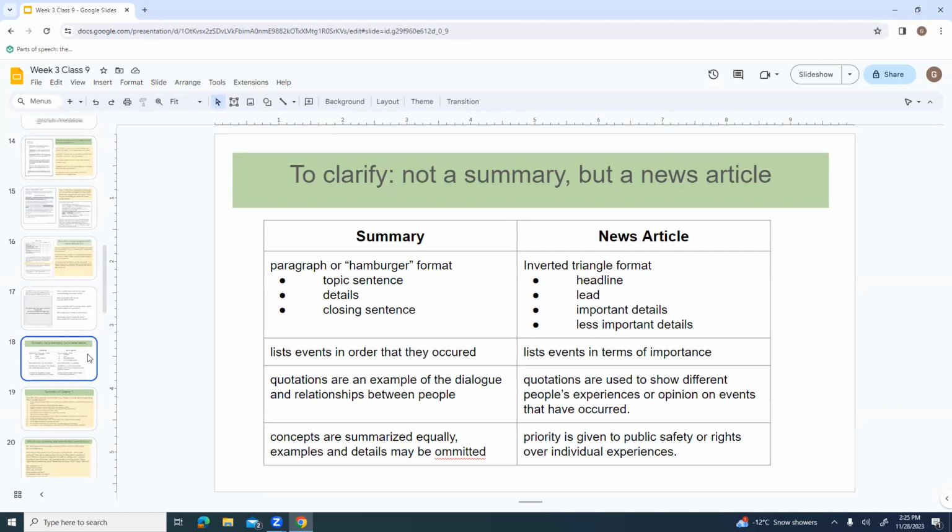A summary lists events in the order they occurred. A news article lists events in terms of what's important. A summary will have quotations that are an example of the dialogue and the relationships between people.